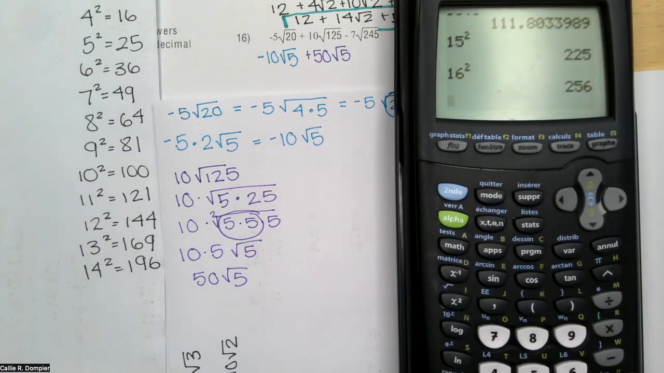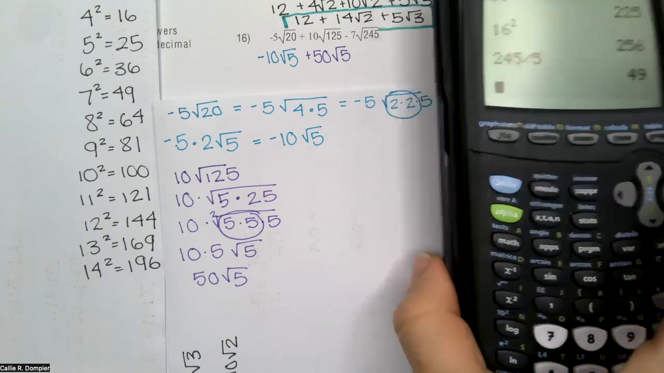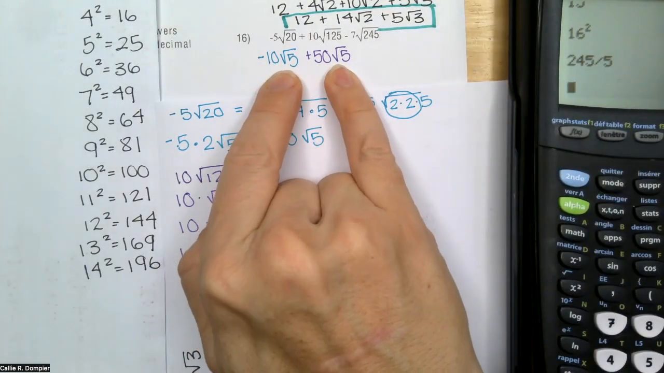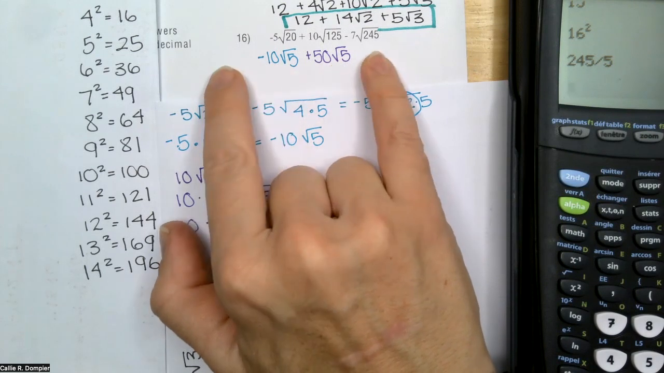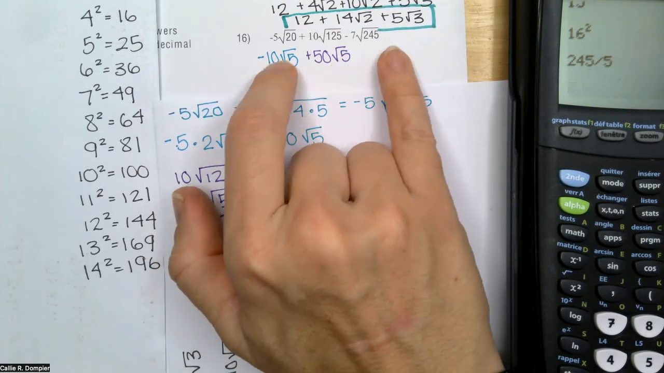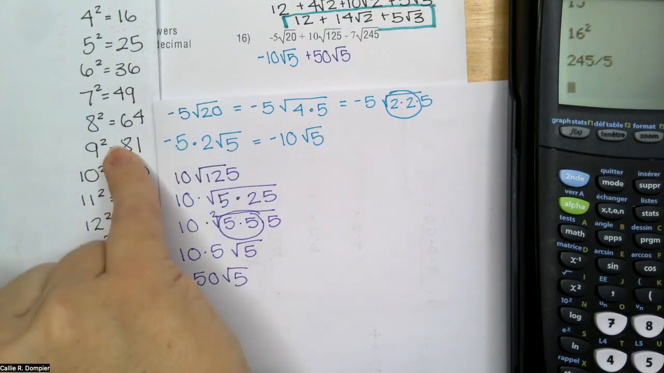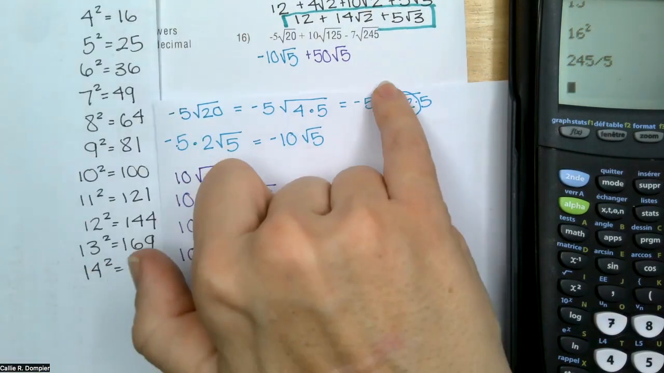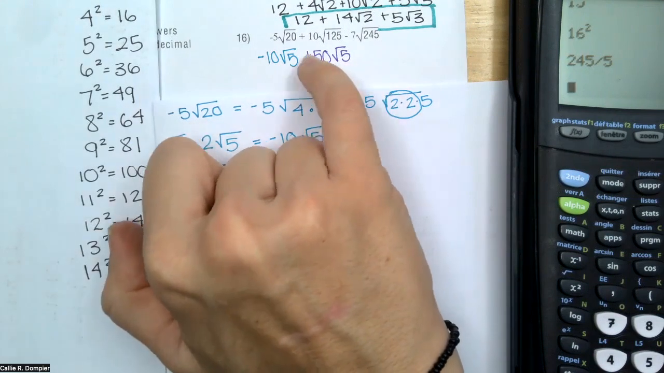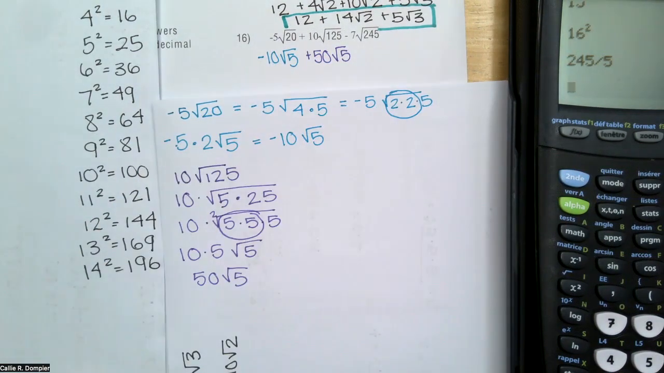But if we take 245 and we divide it by 5, we get 49. Why is that helpful? Why did we want to divide it by 5? Because we want 5 left over so we can combine them all. All right, so we want a radical 5. So instead of going all the way down the list, I just divided it by what was left over from the other two.